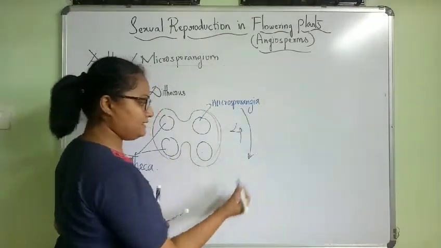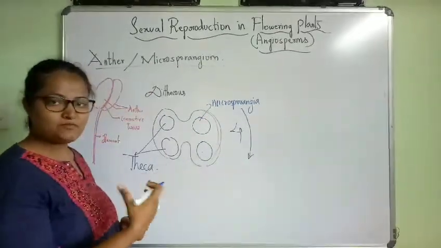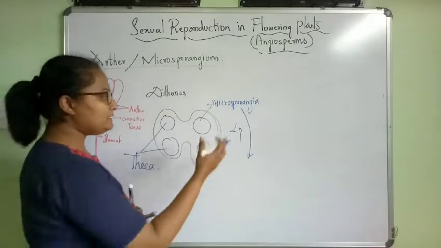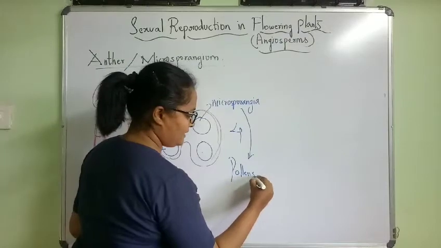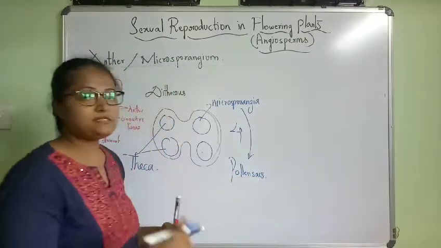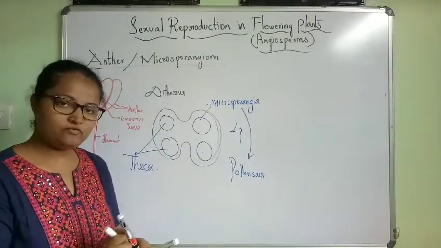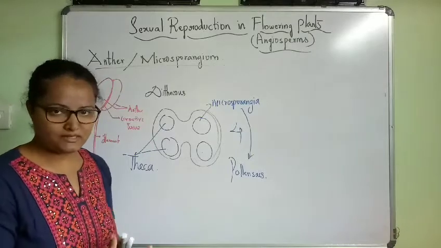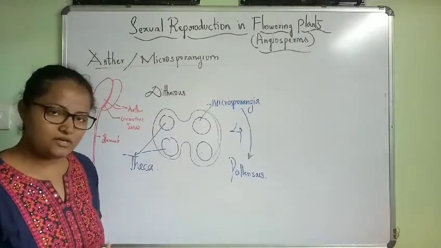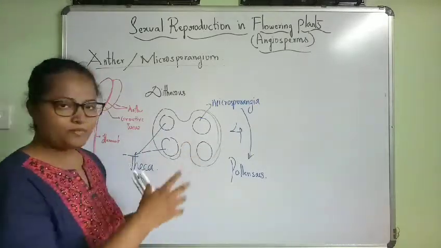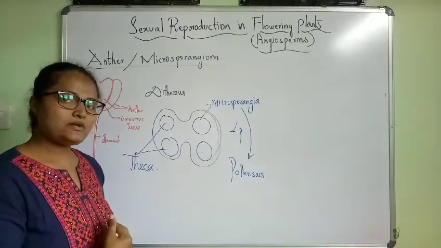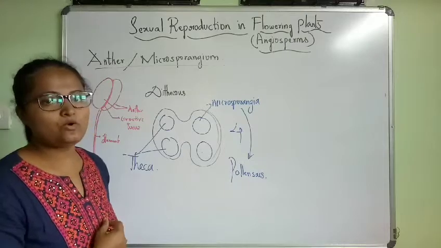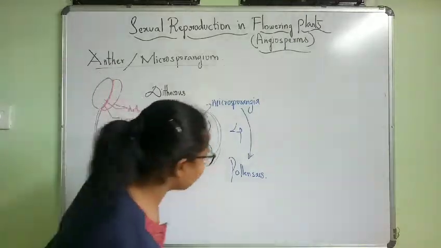Later, when pollen grain development takes place, this microsporangia itself is called pollen sacs, that is the storage unit of the developed pollen grains. So this is the structure. We'll study the proper internal structure of the anther. Later we can go through the microsporogenesis.